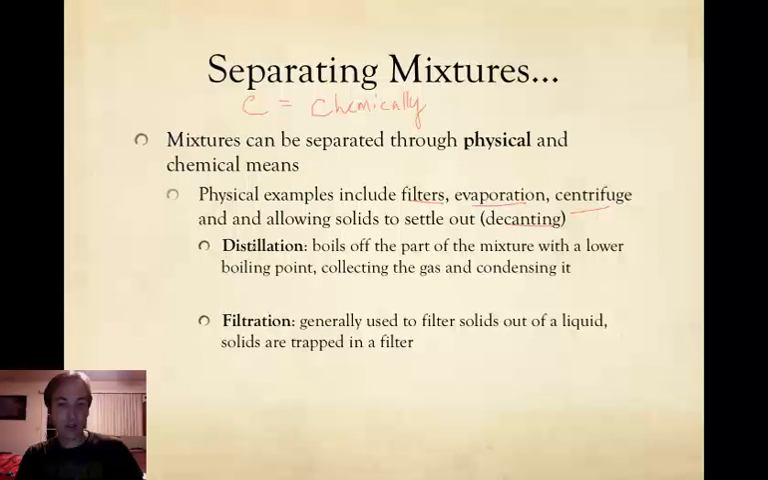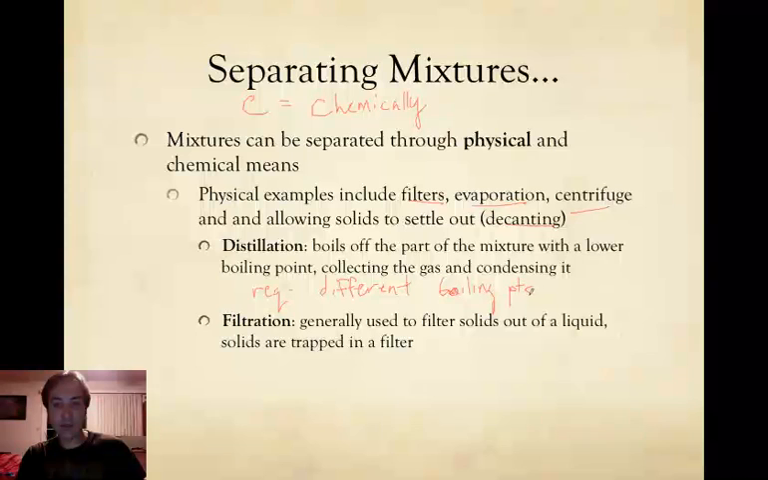Distillation is how they actually distill or concentrate alcohol. So they essentially boil off the alcohol, which has a lower boiling point than water. The alcohol boils off. They then collect that alcohol by condensing it. So you basically heat up the alcohol, and then you cool it back down and collect it in a separate container. So we call it distillation. And you have to have different boiling points for that to work. So the requirement is different boiling points. The substances that are mixed must have different boiling points.